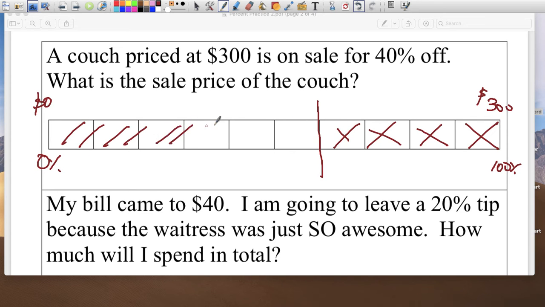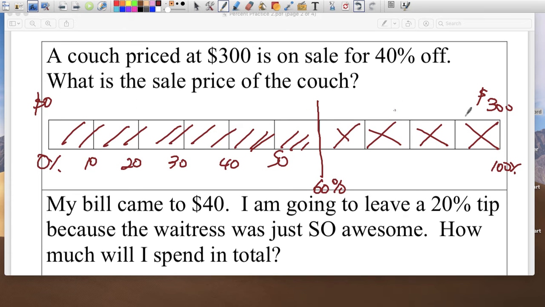Let's see what that money represents. To go to 300, I had 10 spaces, so divided by 10, each box is $30. 60, 90, 120, 150, 180. Look how nice that is. So now the amount that we're going to pay is $180.